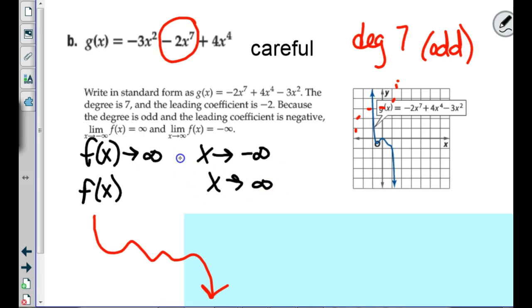This one says, this says to the right, so you would say it's going down.